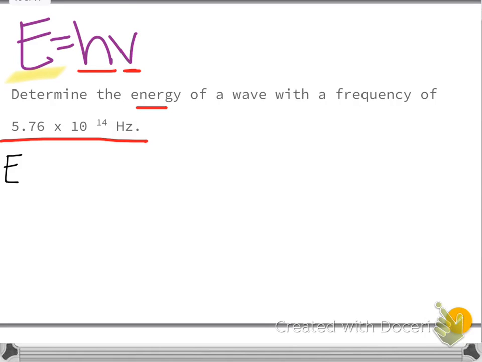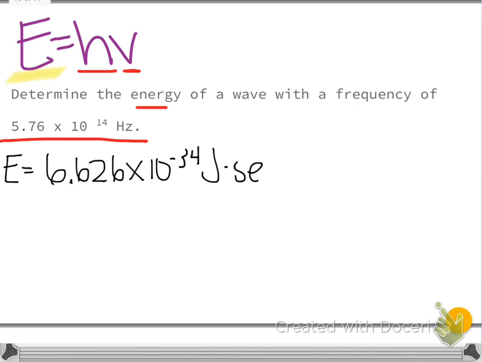So E equals, Planck's constant is 6.626 times 10 to the -34th joules times seconds.